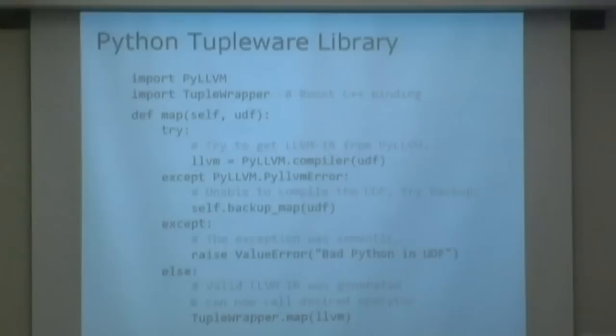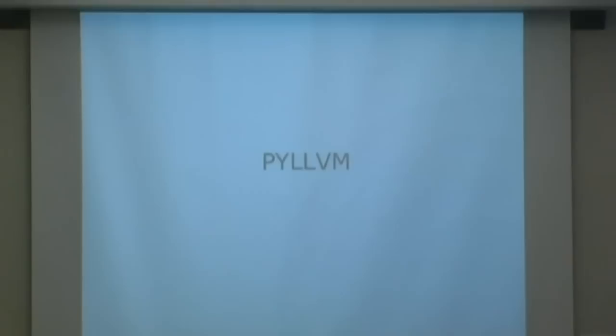So if you wanted to take a closer look at the TupleWare library itself in Python, you can see that it's very simple. The first thing you need to do when you call map is try to compile your UDF using PyLLVM. If you succeed in that, it's very easy. You can just pass the LLVM-IR, which was returned as a string, straight to the backend operators, which is the last line. If you catch an error that indicates that it's because we haven't implemented something, then we use our backup method. Otherwise, we know that the user has written invalid Python. So this is very easy. The hard part is actually getting the UDF into LLVM-IR.